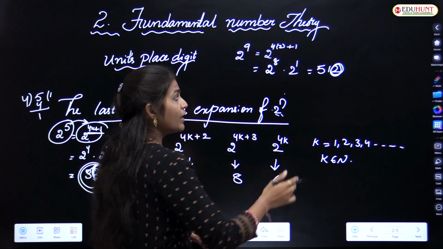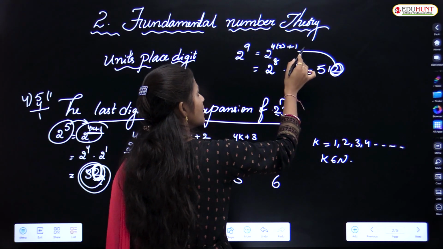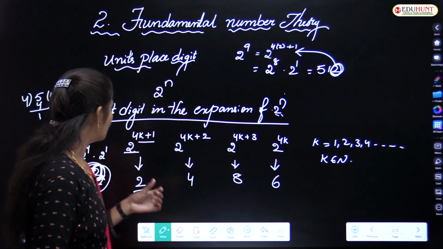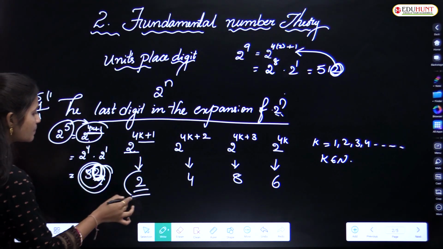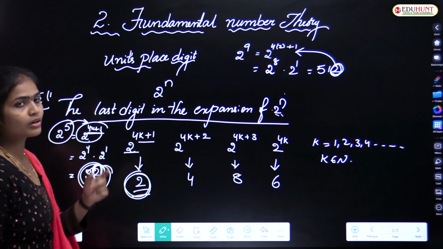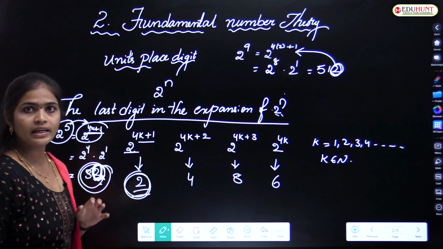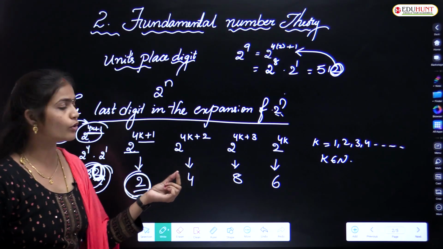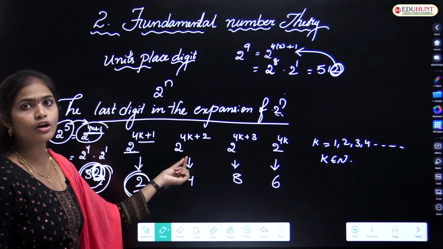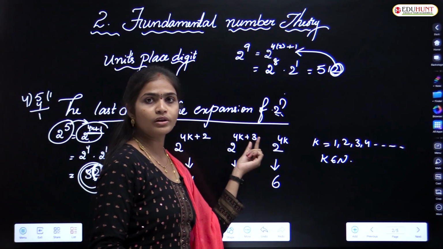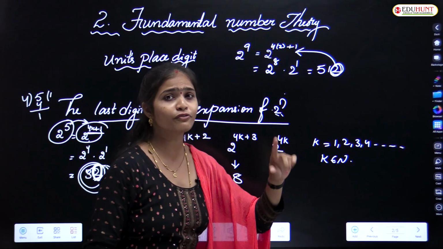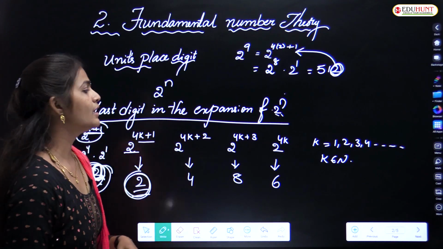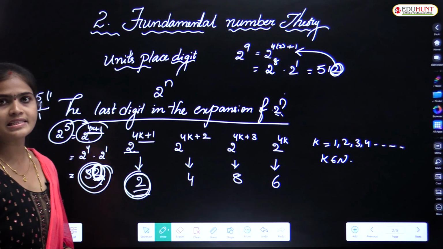2 only. When the expansion is in the form of 2 power 4k plus 1, the units place digit is 2, and that's what we got there also. That's why, first convert the given number into any one of the forms: 2 power 4k plus 1, 2 power 4k plus 2, 2 power 4k plus 3, or 2 power 4k plus 4, which we can write as 2 power 4k. After that you will write the number easily.